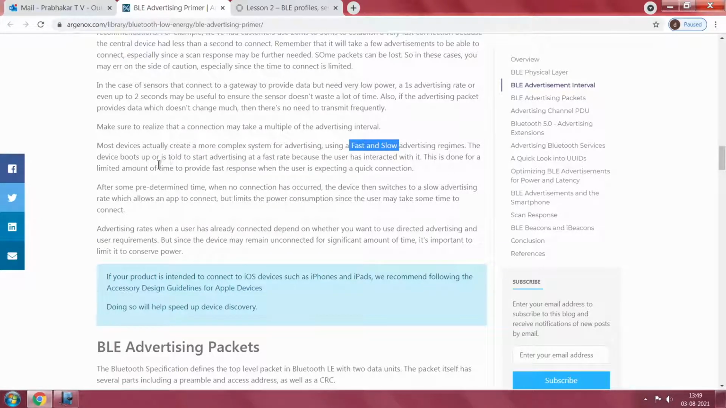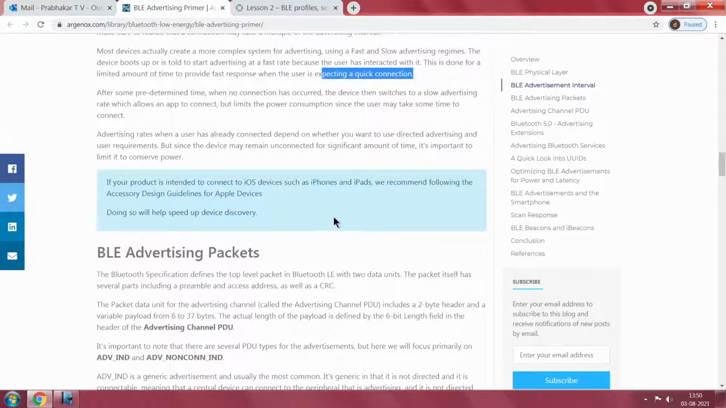The device boots up and is told to start advertising at a fast rate, and this is done for a limited amount of time, when the user is expecting a quick connection. After some predetermined time, when no connection has occurred, you can switch back to slow advertising. That means on the fly you should be able to go from fast to slow so that you do not lose out on performance. At the same time you will be able to save your battery life, it does not explode too much. So that is another important thing.